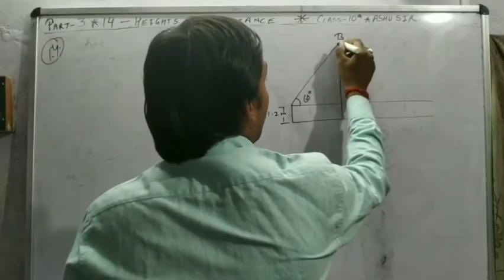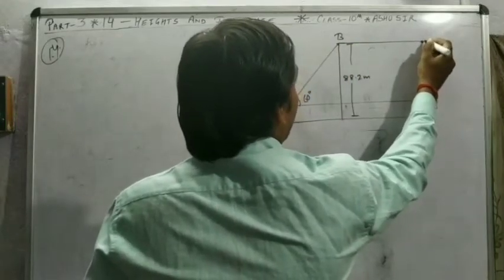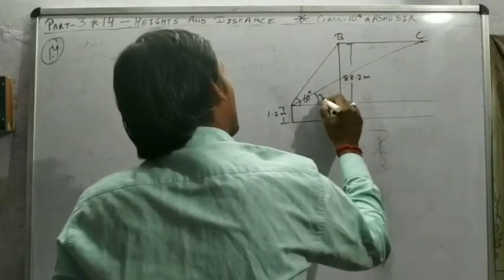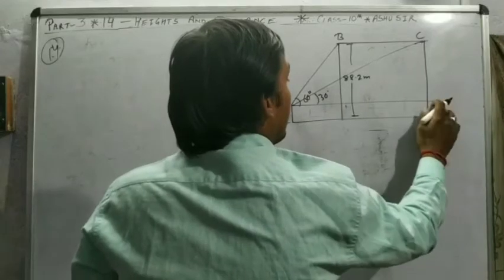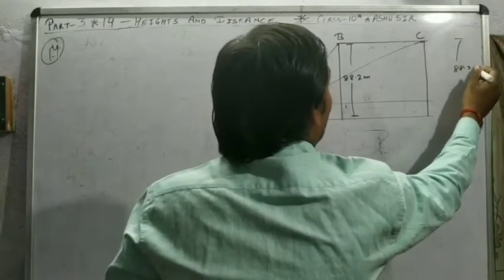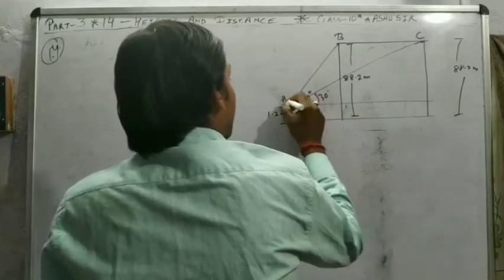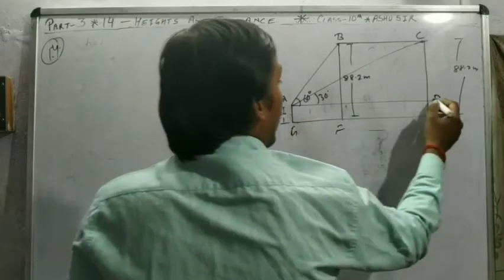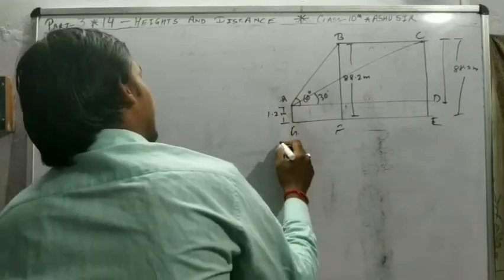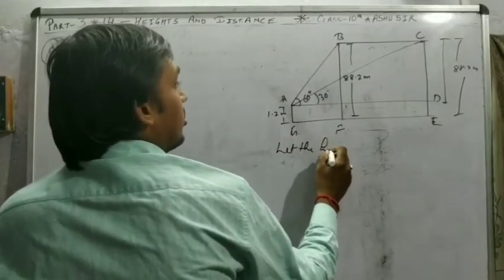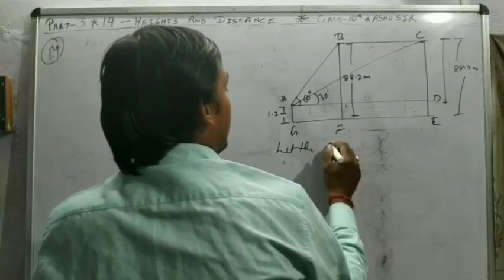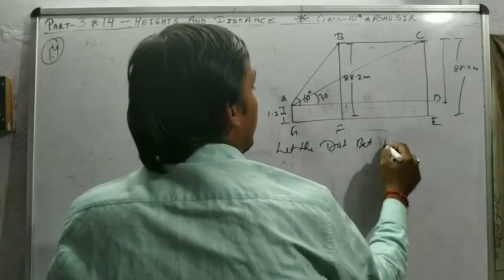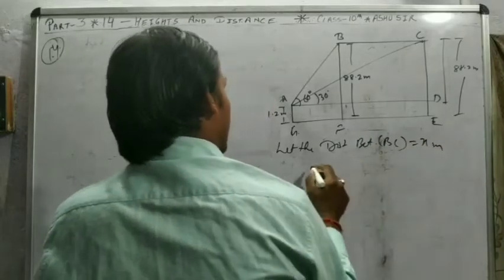Means the balloon is moving just like this and moves here to point C, and at point C the angle of elevation changes to 30 degree. The height is the same, it is also 88.2 meter. You can find the height for the triangle, this height CD. Let the distance between them, means BC, equal to x meter.